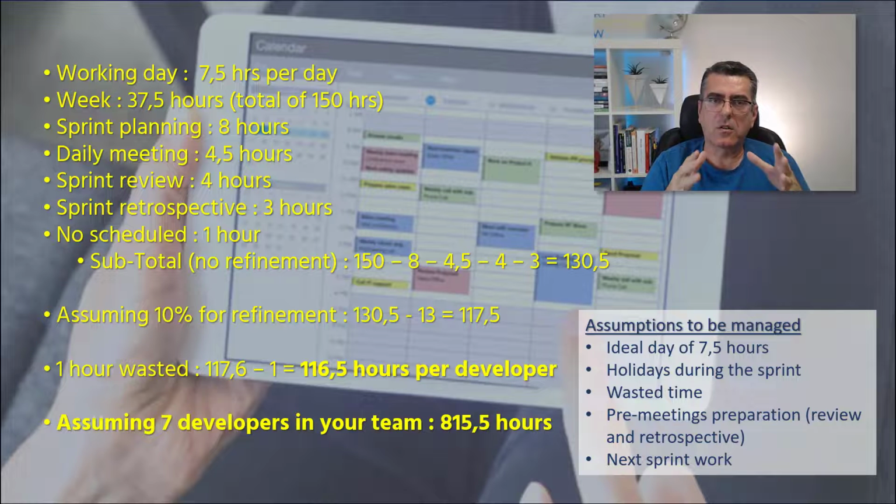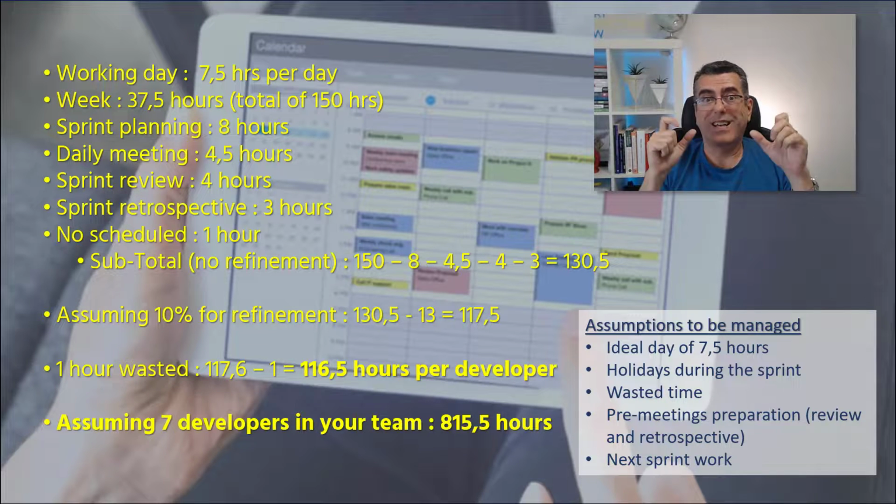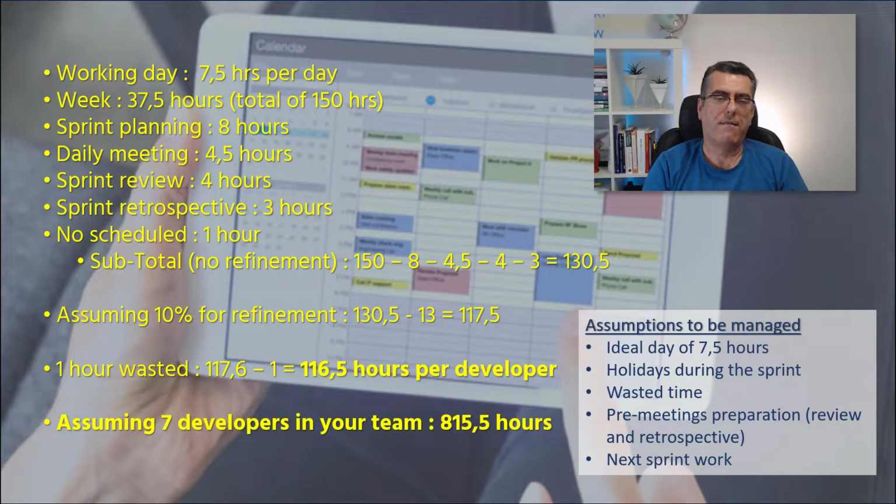Think about the productivity of your Scrum team, but also think about the availability of the other stakeholders in your project, and then you're going to have better productivity and better results.